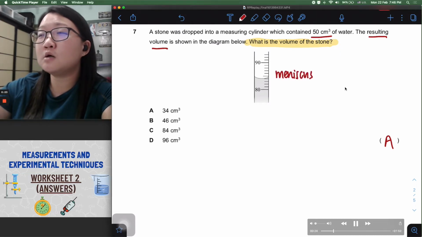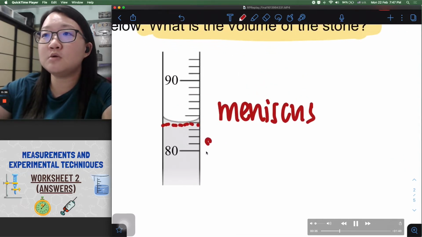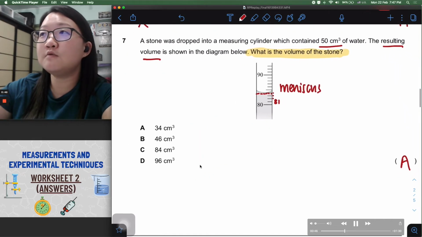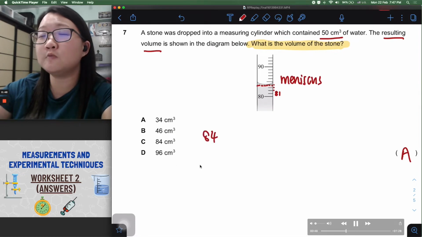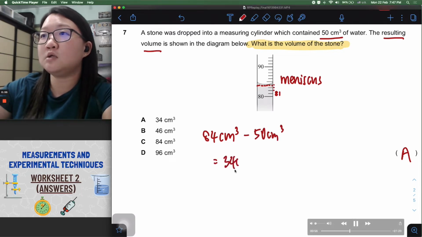The concept that is being tested in this question is whether you know how to read the meniscus. In this case, you have a concave meniscus. You should always read at the turning point. You see that I zoom in a bit bigger. This division here is 81, 82, 83, and then this is 84. So your final reading is 84 cm cube from the measuring cylinder minus the initial volume, which was 50 cm cube. That's how you get 34 cm cube. So the final answer is A.